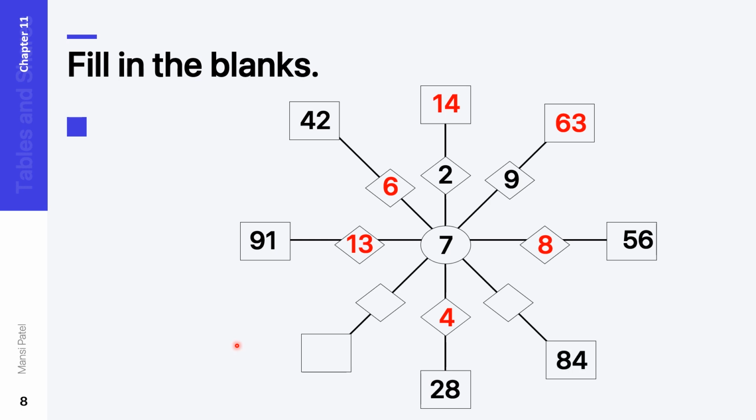Then the next one, 84. How many 7s are 84? So we can say that 12 7s are 84. And the last number, that is 7. Do the multiplication: 7 7s are 49.